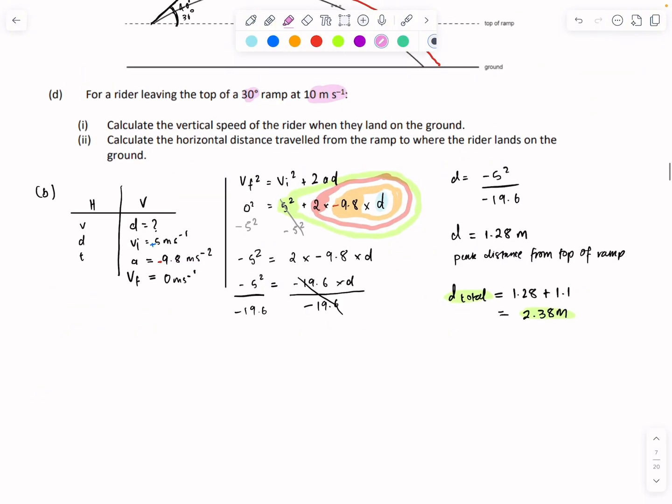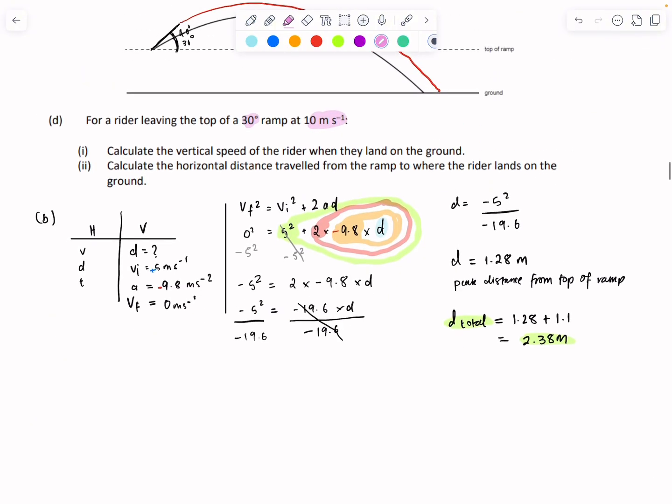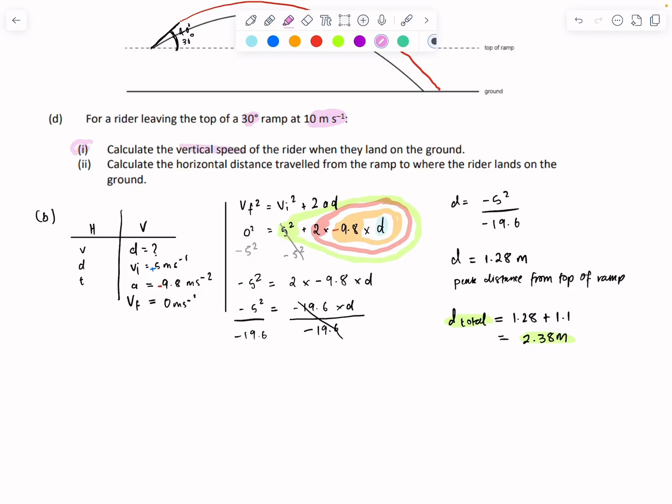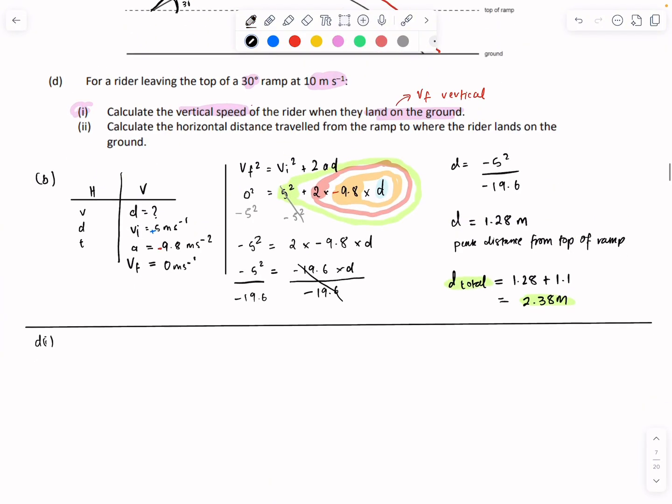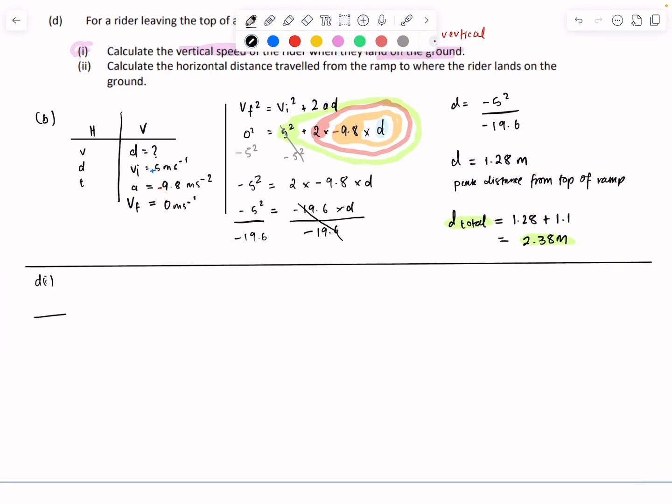For a rider leaving the top of the ramp at 30 degrees at 10 meters per second, calculate the vertical speed of the rider when they land on the ground. AKA, we want to find out the final velocity, and we want the vertical final velocity. Okay? How are we going to do that? We need to figure out what values we have and what values we don't have. This is how I always start out, okay? So we're not really concerned with our horizontal components. We are concerned with our vertical components, and the thing we want to find is VF. Okay, so we're going to write that down.